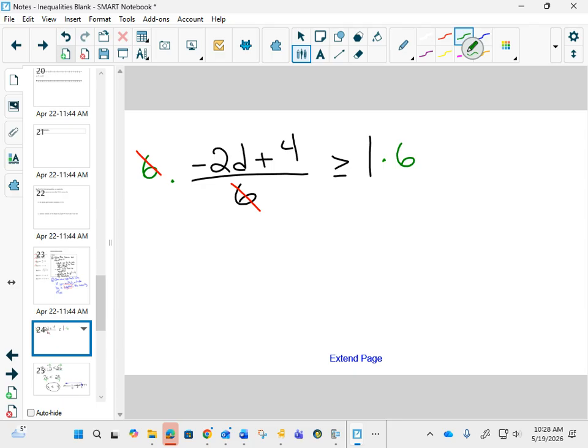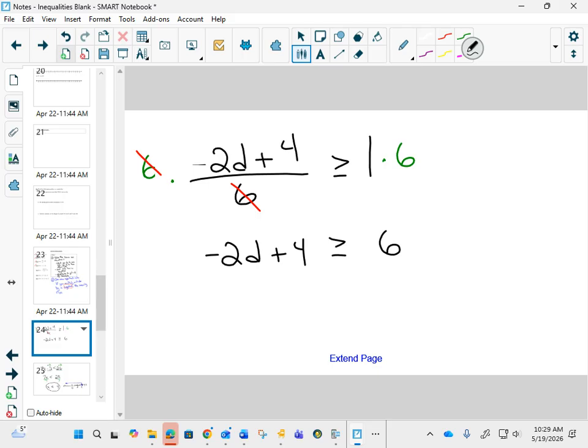If these cancel out, this side becomes -2D plus 4. 1 times 6 is 6. Do I change the sign? No. Because I haven't multiplied or divided by a negative, so the sign stays the same.